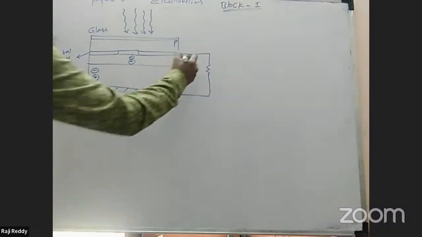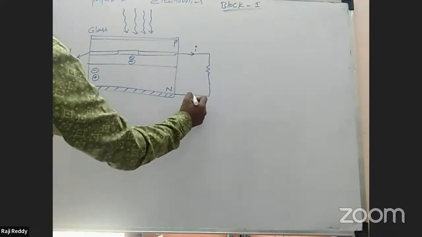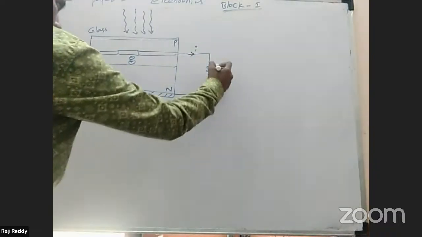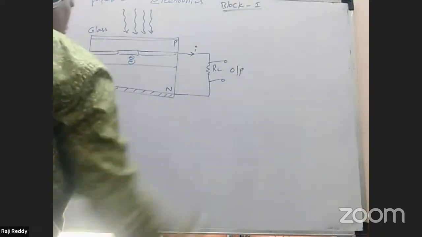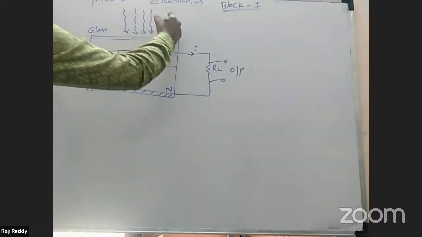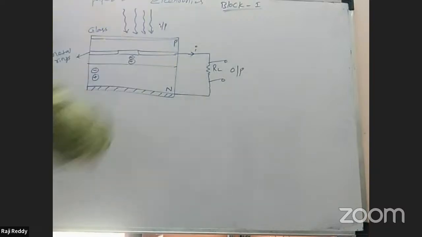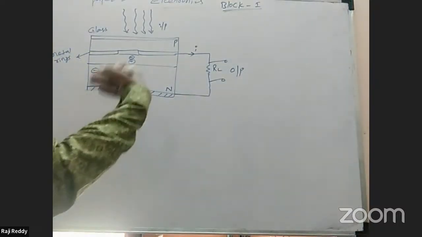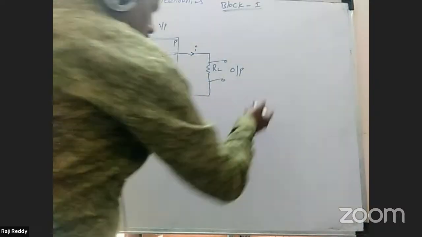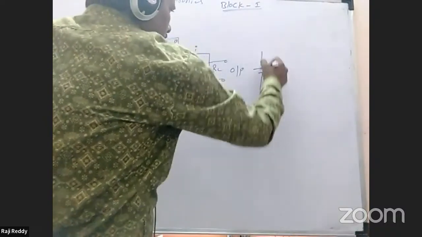This is the current flow direction I, positive to negative only. This is a load resistance, across which we will consider the output. Here is the input. The input is light energy, the output is electrical current. That electrical current we are taking to the battery storage output connection.